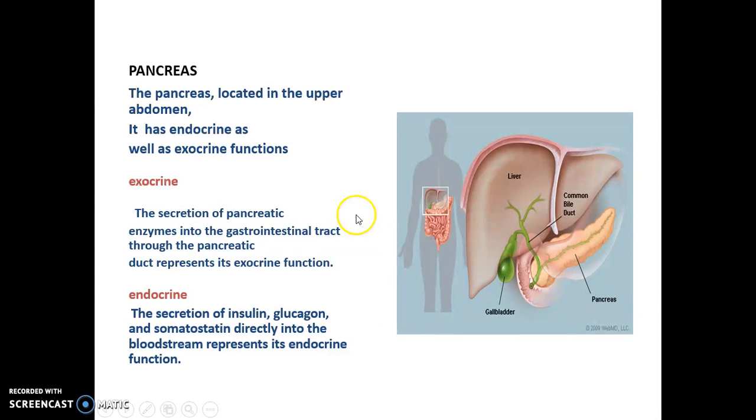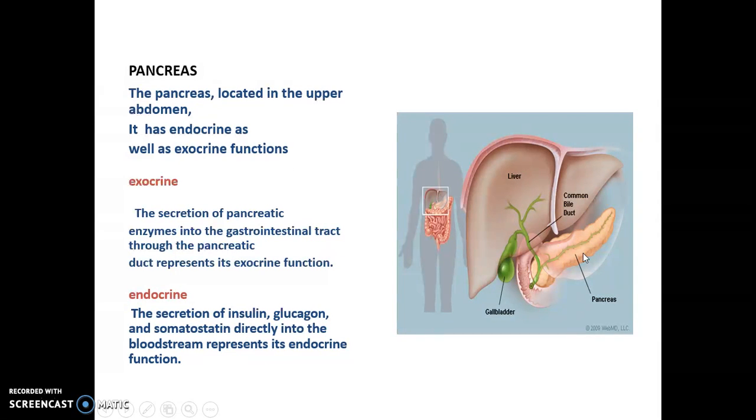Next we will see the pancreas. The pancreas is located in the upper abdomen, and it has endocrine as well as exocrine function. So the pancreas has two parts, one is endocrine and the other is exocrine.